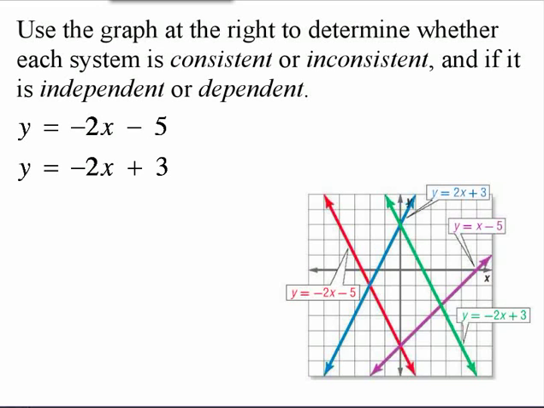Use the graph at the right to determine. Same exact instructions. Negative 2x minus 5 is what one? The green, the blue.